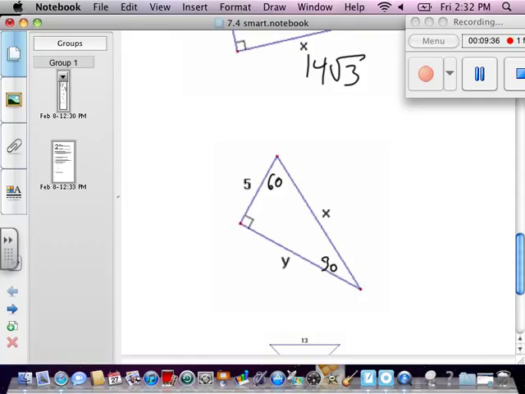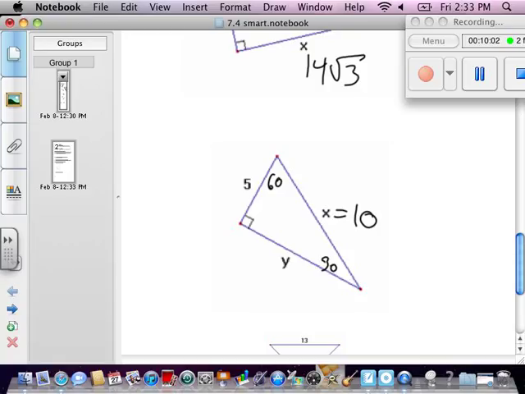Okay. Do I have the smallest side? Yes. So we look at the 30 degrees. What's across from it? 5. Okay. So let's find x first. Look over at your other side of your paper. What do I do to find the hypotenuse? What does it say to do? 5 times it by 2. So I get 10.